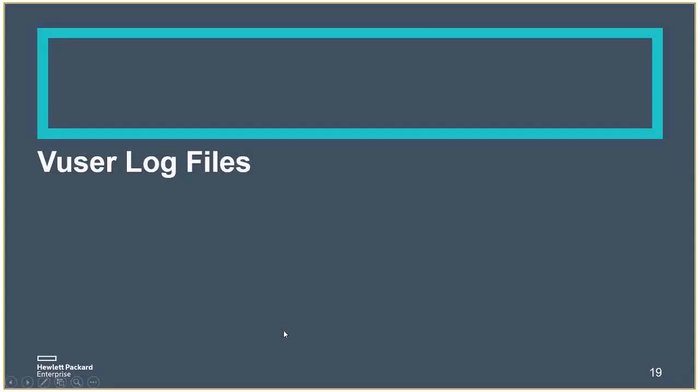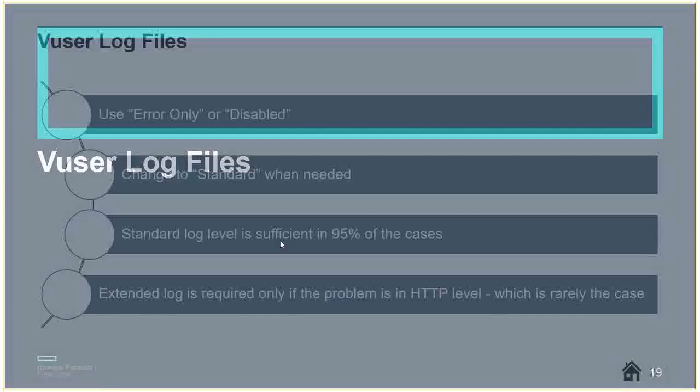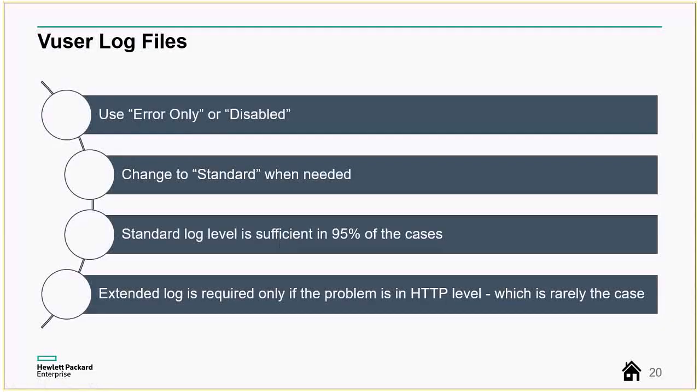Okay. A short word regarding virtual user log files. These are also very useful for troubleshooting issues. By default, I recommend using error only or even disabled. We have added disabled in 12.53. This is in order to minimize the amount of I/O that the virtual user is doing. I/O is very intensive, and it can also affect the CPU utilization and vice versa. So by default, I suggest that.